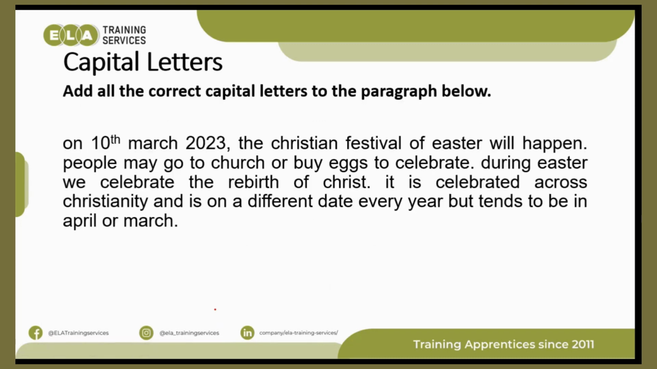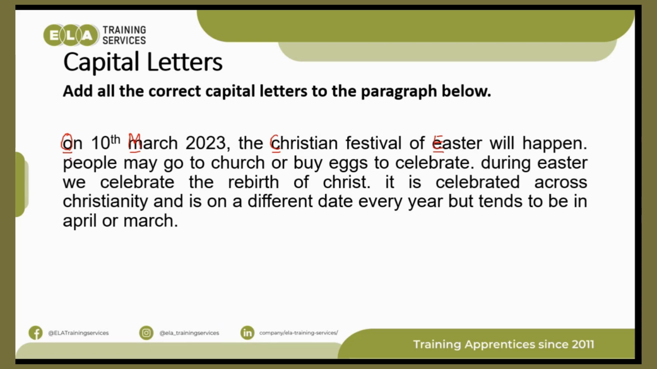So we're going to have a look at the first paragraph here, and at all the words that we think might need a capital letter. We've got: on March 2023, the Christian festival Easter will happen. On is the start of a sentence, so we need a capital letter. Then we've got the month March, which also needs a capital letter. Then Christian, and then Easter, because it's the name of a celebration. So four capital letters in our first sentence.